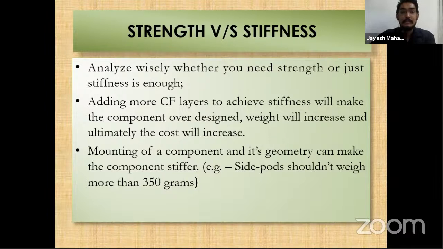Adding more CF layers to achieve stiffness will make the component over designed, the weight will increase like anything, and ultimately it will increase your cost as well. And then the third one is mounting of the component, and its geometry can make the component stiffer. So you need not worry only about the fabric type that you are going to use.